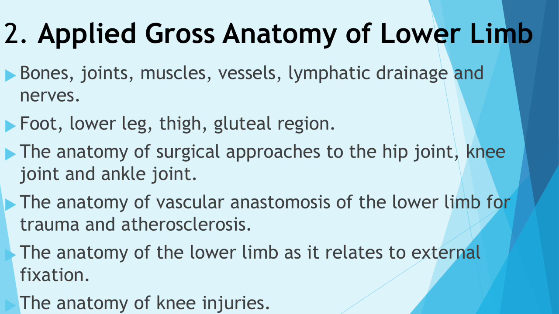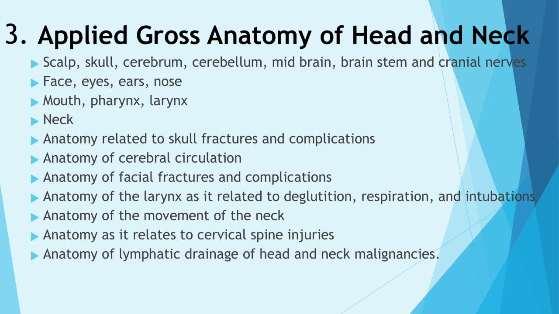So for you to be able to, the surgeon needs to manage the knee injuries, and he needs a good knowledge of applied gross anatomy of the lower limb. Next topic is applied gross anatomy of the head and neck. Candidates should revise the scalp, skull, cerebrum, cerebellum, midbrain, brainstem, and cranial nerves. Of course, face, eyes, ears, nose, mouth, pharynx, larynx, neck.